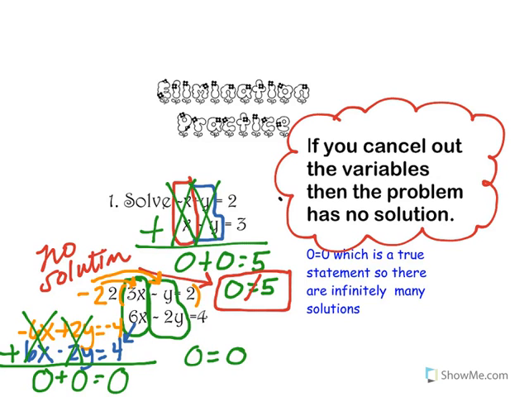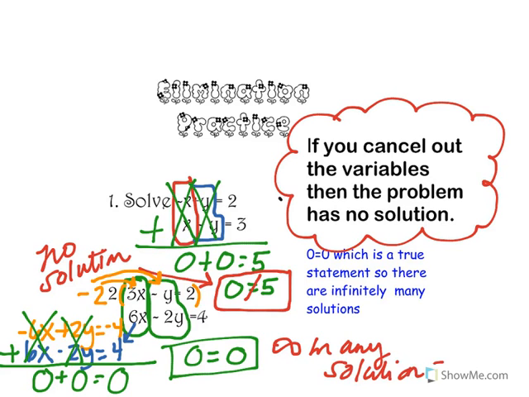So we eliminated the x and y variables just like we did for number 1. But this time it eliminated them with a true statement. So instead of being no solution, it's going to be infinitely many solutions. Because we eliminated the variables with a true statement.